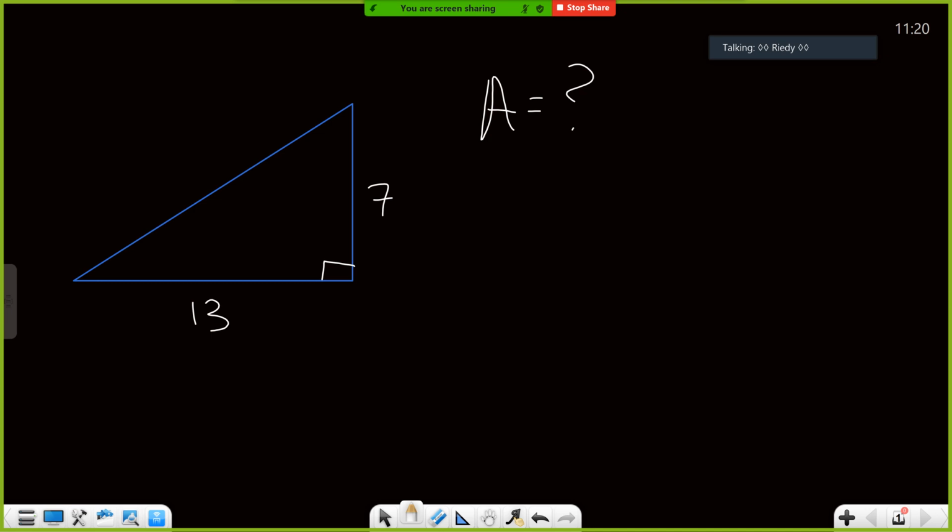Find the area of that triangle. Aiden, you got one right there? Yeah. Okay. Go. 45.5. Can I get a confirmation, please? Yeah. 45.5. Beautiful. Aiden, how'd you do that? 13 times 7 divided by 2. Beautiful. 1/2 base times height. General formula for a triangle.